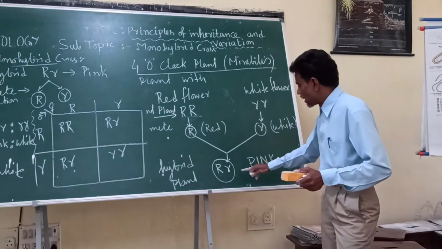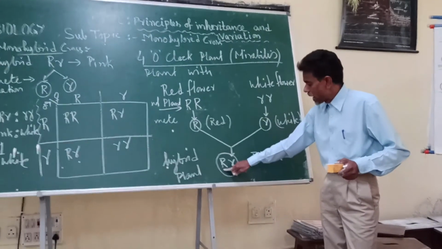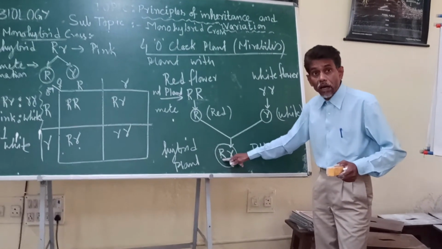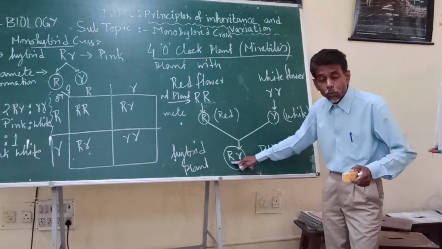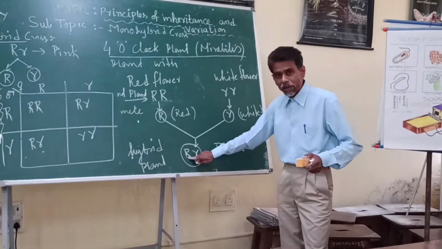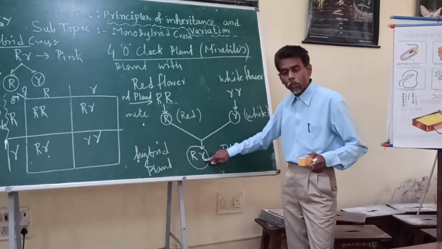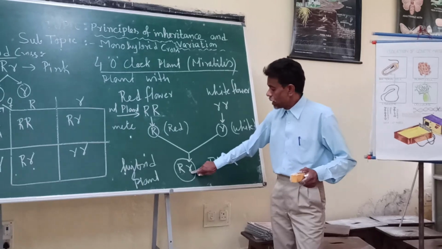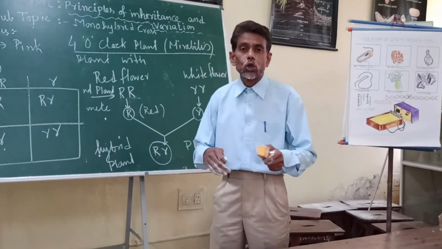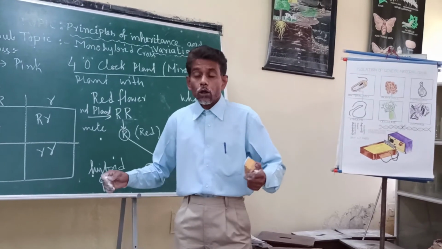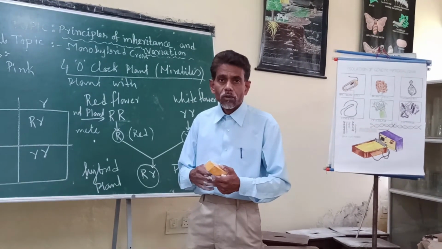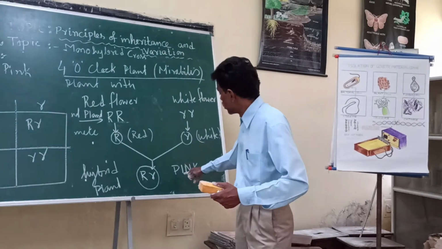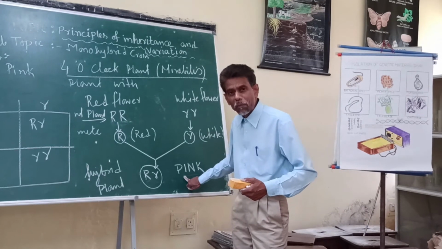But you try to understand that here the red allele, capital R, for expression of the red character, and small r, the recessive gene, are not behaving as a true dominant or true recessive. When they come together, they produce a sharing, blending, mixing of character. This is what we got in the form of pink color.